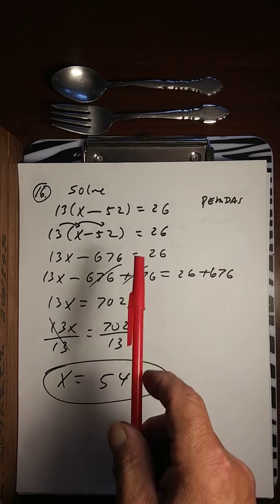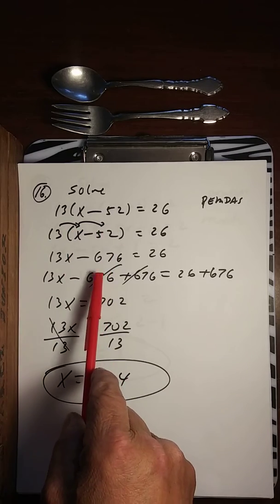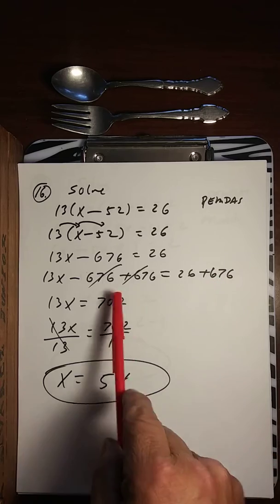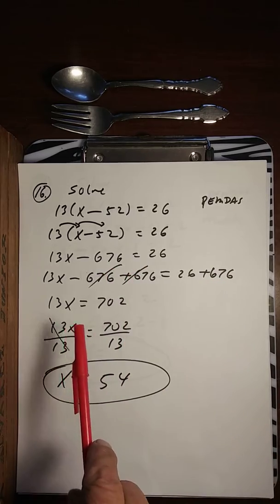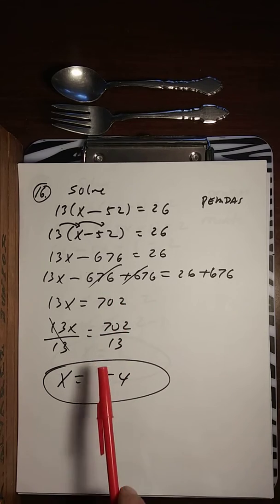Solve this one. Solve this linear equation. So 13 times that is 13x. 13 times that is 676. So now add 676, add 676. These are gone. So 13x equals 702. Divide by 13, divide by 13. So x equals 54.